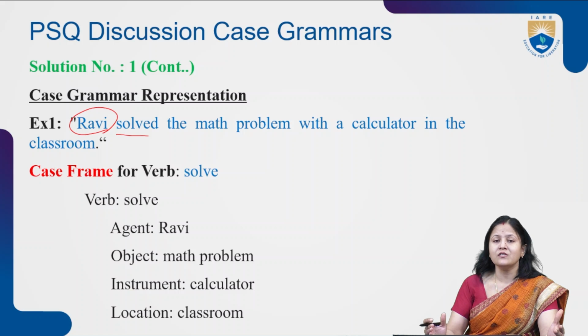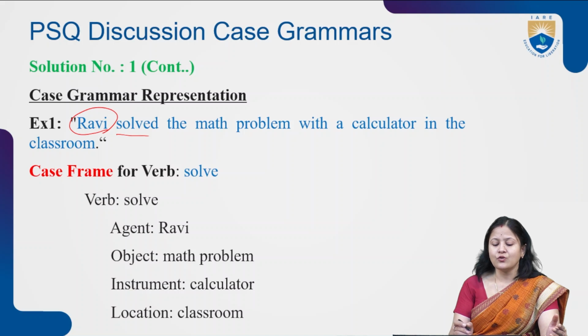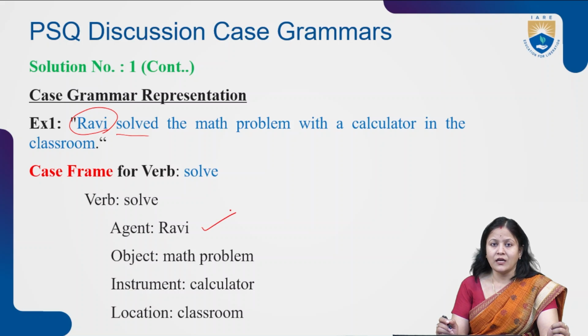So to make the system understand, this case grammar representation is very important. So in this example, Ravi, this complete sentence we cannot store inside the machine. If you are using case grammar, we have to divide which one is the agent. So Ravi is the agent who is performing the action. That means that action is he is solving the math problem. So Ravi is considered as the agent case.